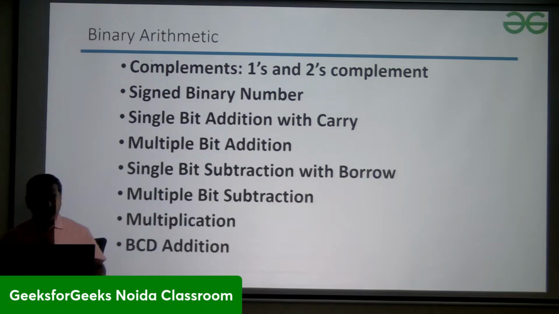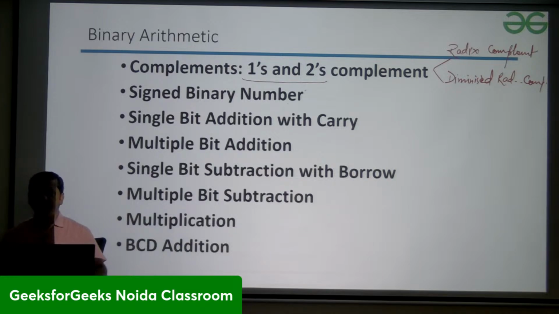So we'll start with the binary arithmetic. Here we'll see the complements. Here I have written only one's complement or two's complement, but here we'll see about the radix complement and the diminished radix complement. Okay, so these two types we'll look at here: the radix complement and the diminished radix complement. Why is it diminished? Because it is one lesser than the base.